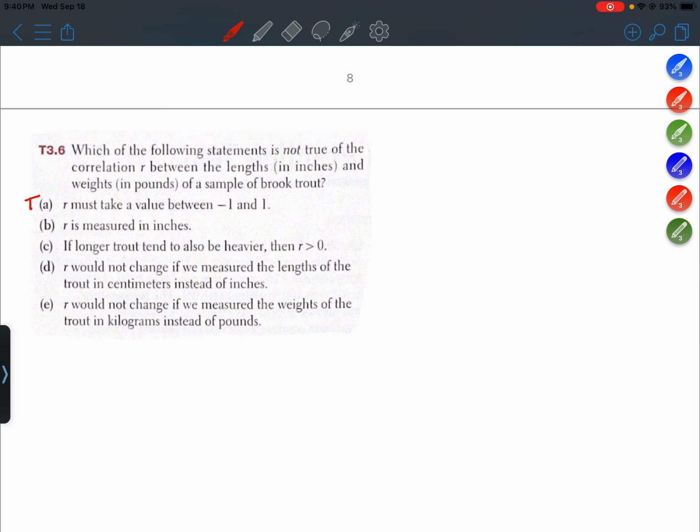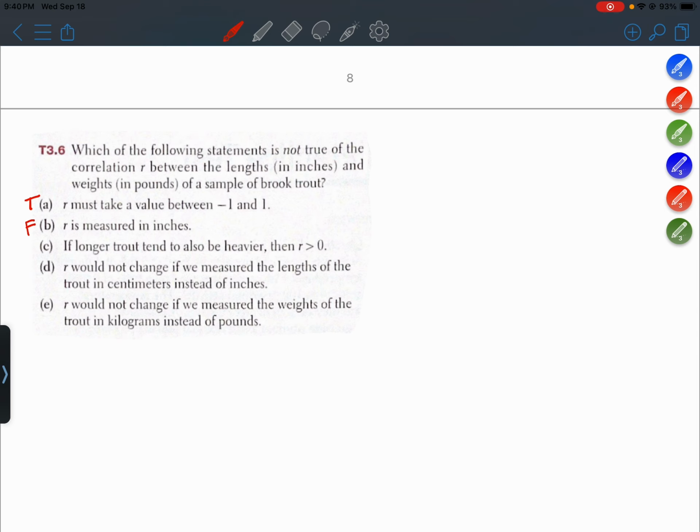Okay. B, R is measured in inches. All right, so I mentioned in an earlier video for one of the other questions on this test that correlation, or R, is a unitless number, right? It does not have any units associated with it. Okay, so this is a false statement.